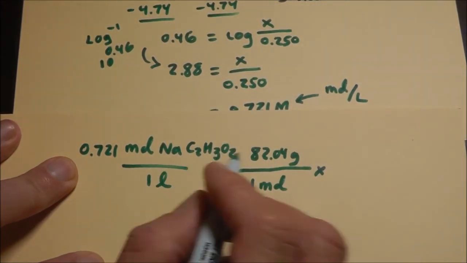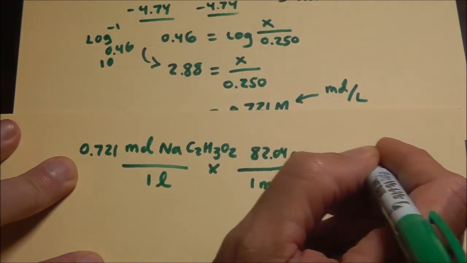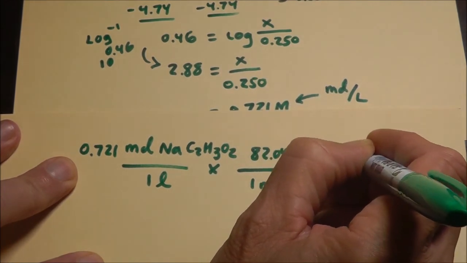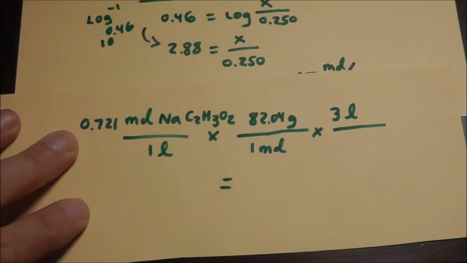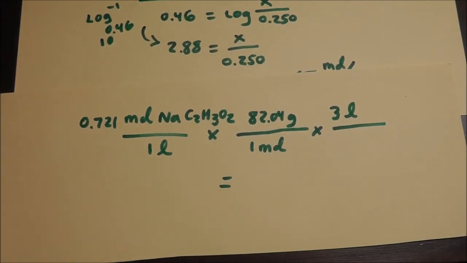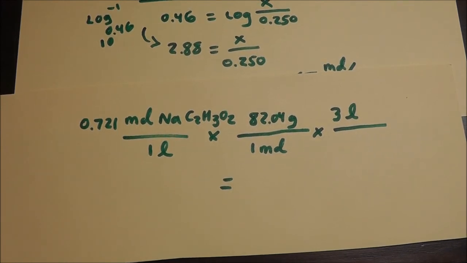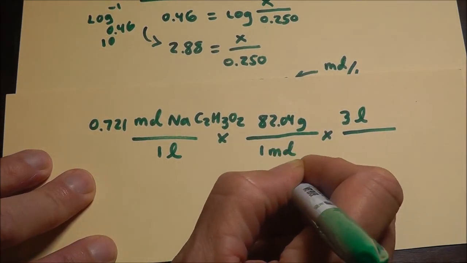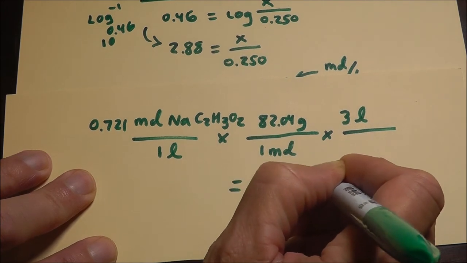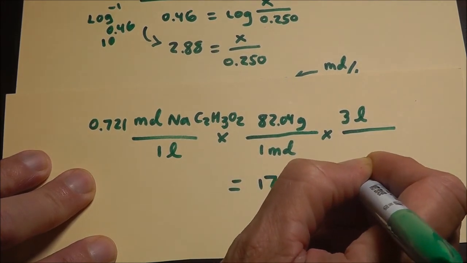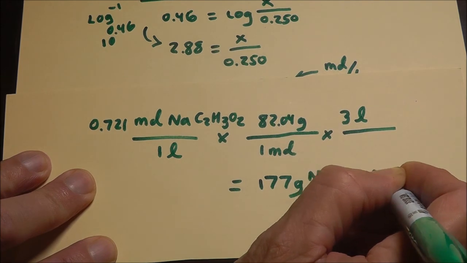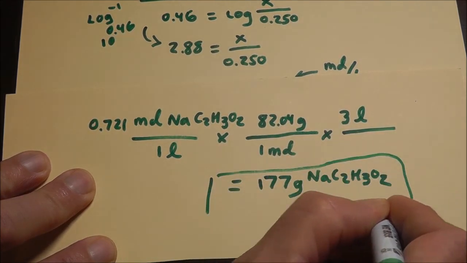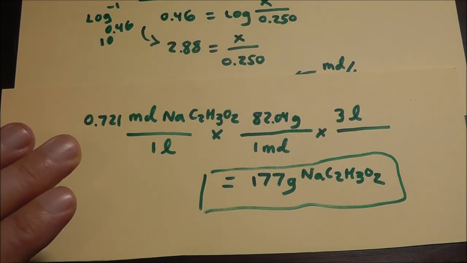And don't be caught sleeping. They said it was going to be 3 liters. So, okay, let's see what that all is. 0.721 times 82.04 times 3. 177 point, how many digits was everything? 377 grams of sodium acetate. Didn't have to be sodium acetate, but that's what they said. Could have been potassium acetate, something that was a neutral ion acetate.